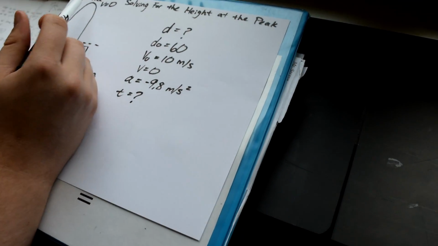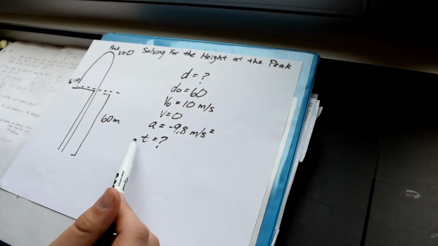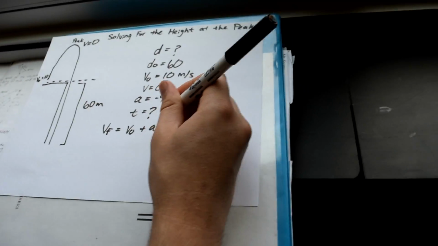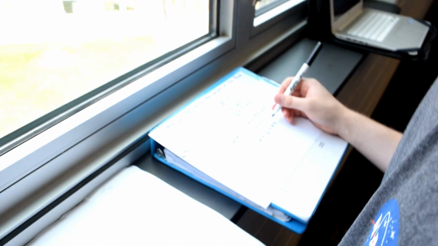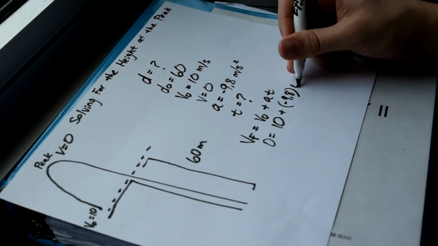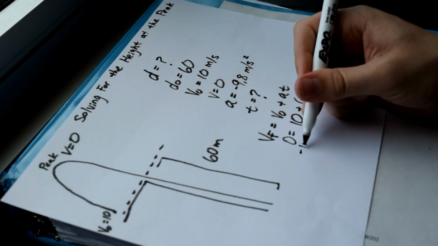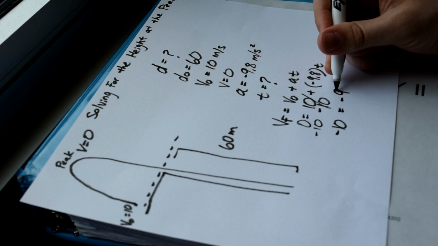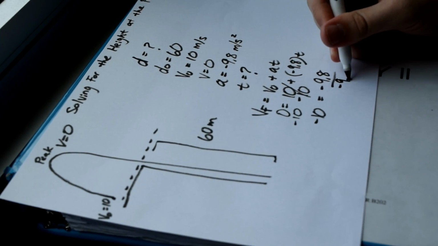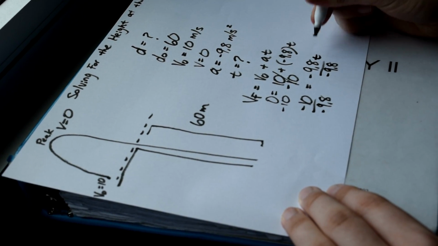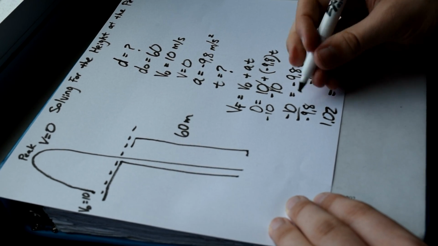So before we can find the height at the peak, we first must find the time. In order to do that, we can use this equation. We know the final velocity is 0. The initial was 10. The acceleration is 9.8. And all we have to do now is solve for the time. So I will do some algebra, and we should get the time to equal 1.02 seconds.